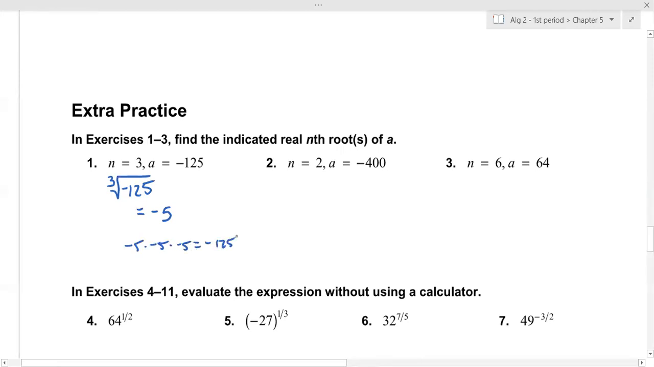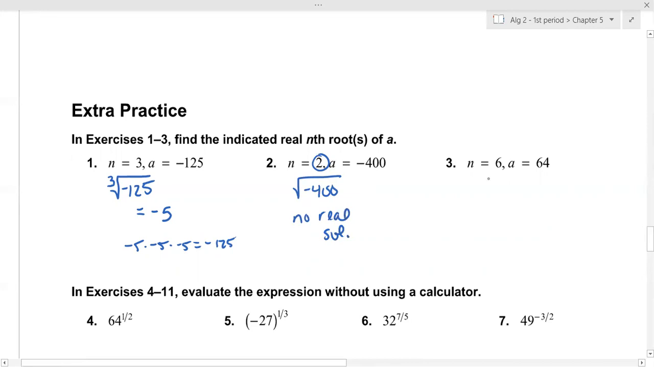Right, the next one, for 2, this would be the square root of negative 400. Remember that even though my n is 2, with the square root, we don't have to put a 2. It's only if we have an index that's higher than 2 that we have to write it. Now, for this one, according to what we just learned, we can't find the square root of a negative number in the real number system. So this would be no real solution.